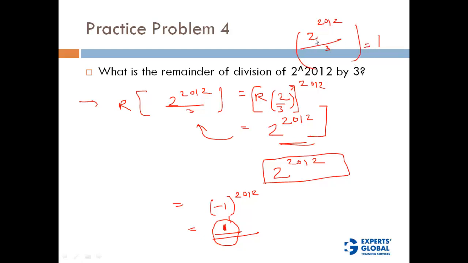We did not use remainder of 2 in this process because by doing that we were getting the same number, correct? But that doesn't help us. So instead of 2, we selected the remainder of a negative number, -1, and -1 raised to an even power gives 1, and 1 helps us conclude that the remainder of this big number is going to be 1.